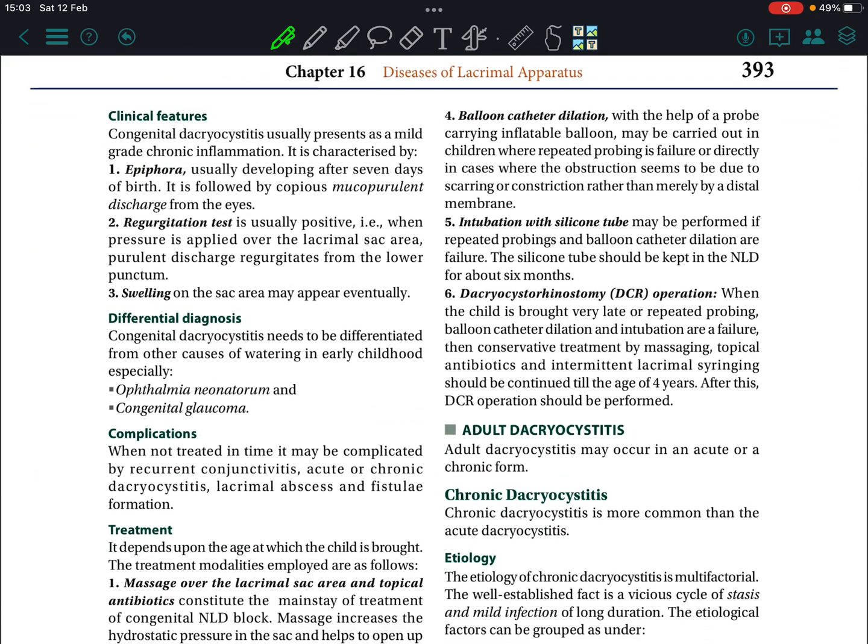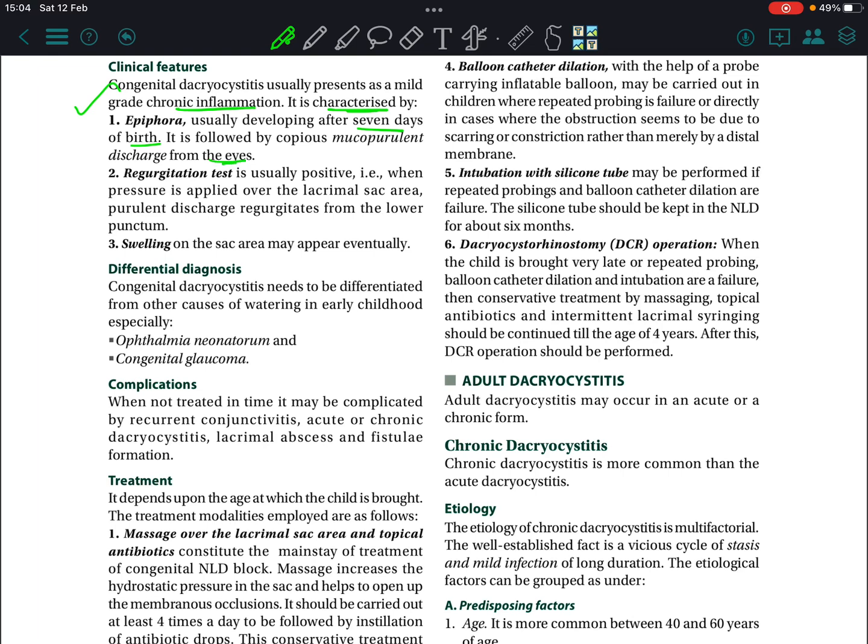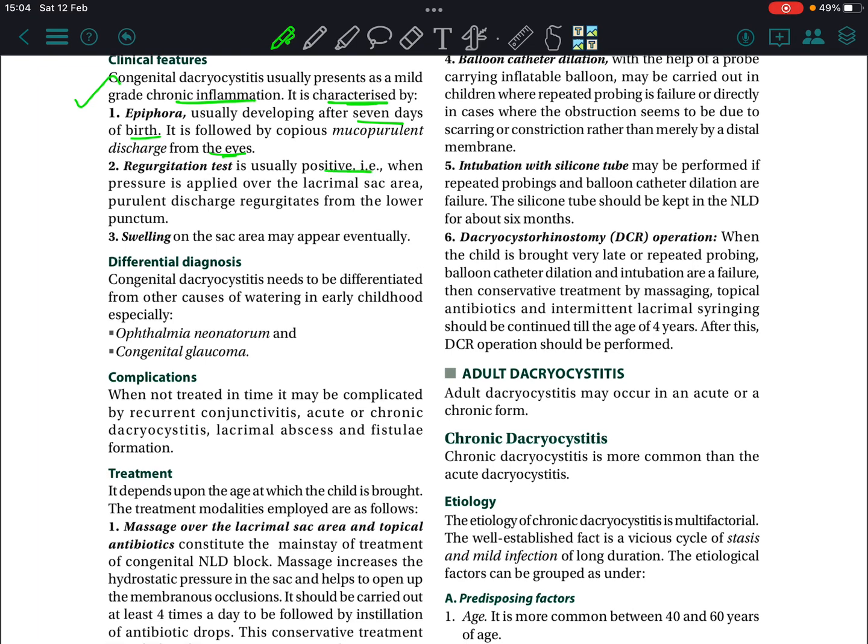Clinical features: congenital dacryocystitis usually presents as mild grade chronic inflammation characterized by epiphora, usually developing after 7 days of birth. It is followed by copious mucopurulent discharge from the eyes. Regurgitation is usually positive, that is, when pressure is applied over the lacrimal sac area, purulent discharge regurgitates from the lower punctum.